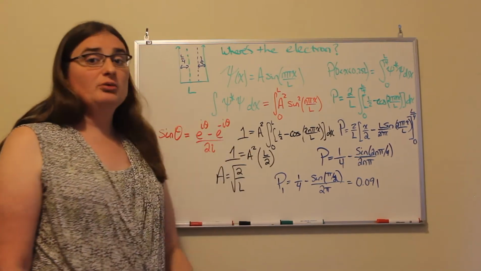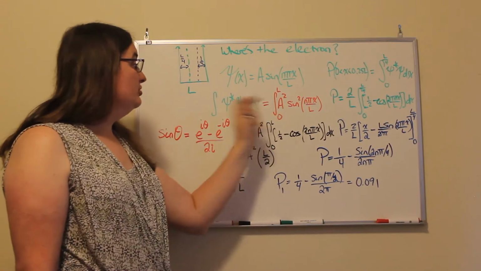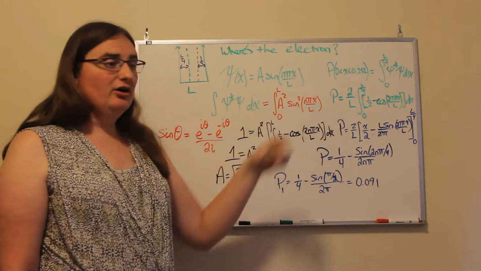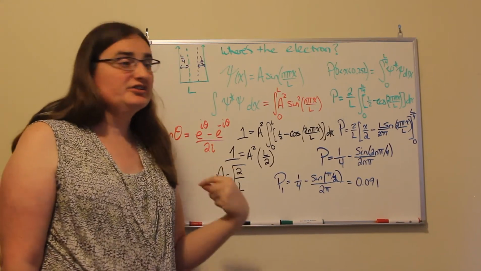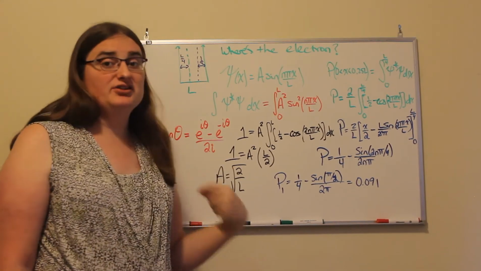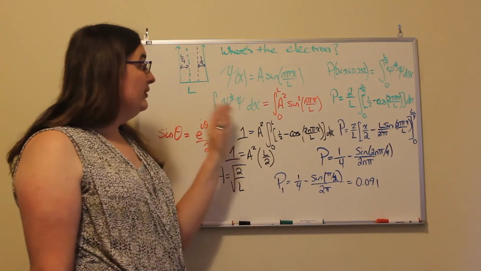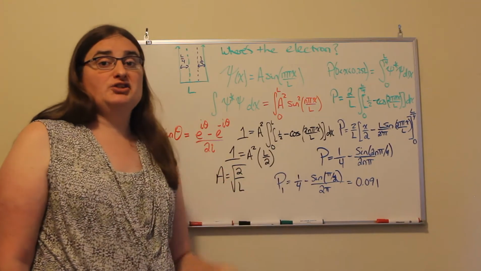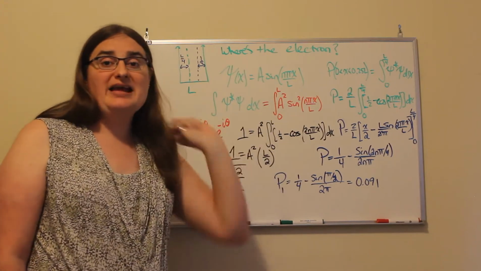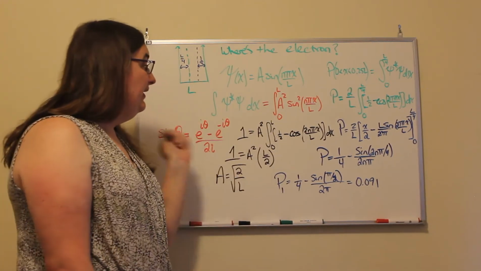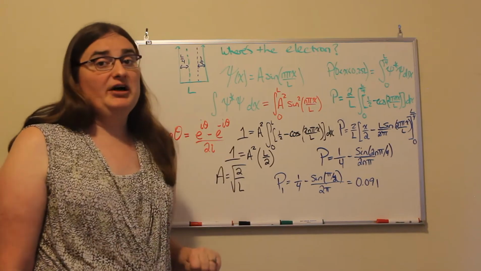So we need to normalize our wave function. To do that, we would write out our wave function times its complex conjugate, so that gives us A squared sine squared of n pi x over L. And we would need to integrate over all of space. So for an infinite square well, we're starting at x equals 0, we're ending at x equals L. And we set that equal to 1.